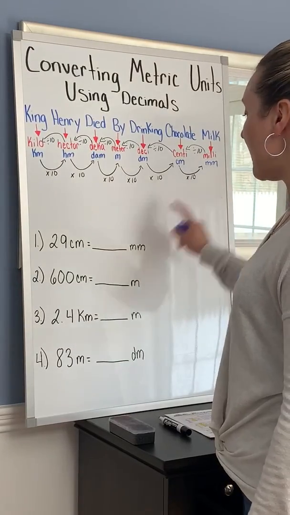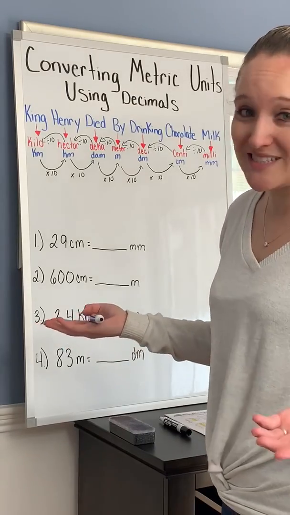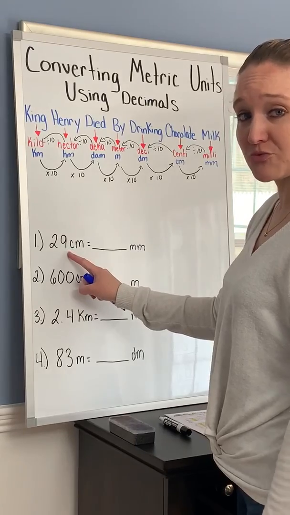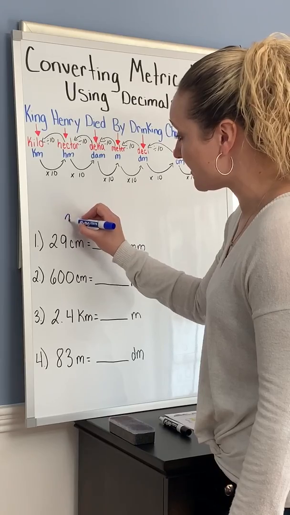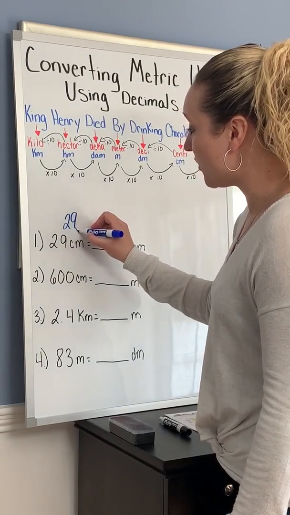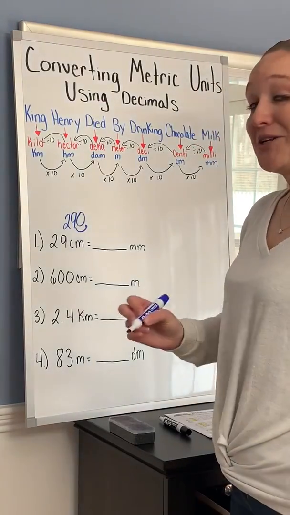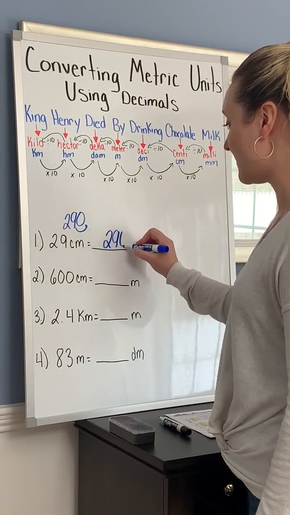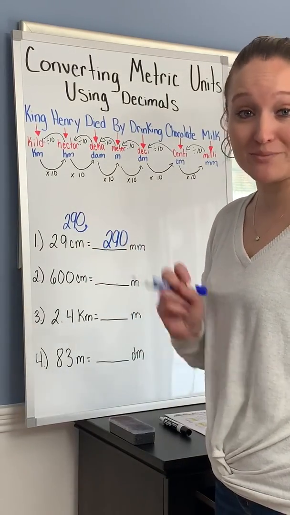So here we go. I am going to look at 29, and I'm going to look at my invisible decimal because I don't see one there, and it's right there. And it's telling me to go to the right once. I'm going to rewrite it up here so you can see it easier. 29, here's my invisible decimal, and I'm going once to the right. I am going to put a 0 here. And my new answer is 290. So 29 centimeters equals 290 millimeters.